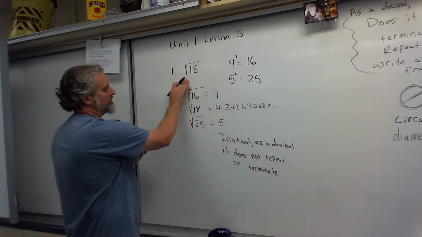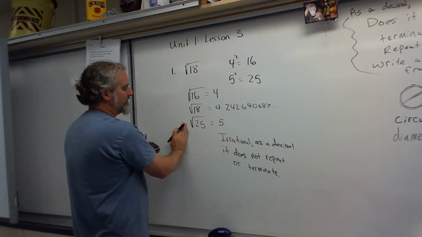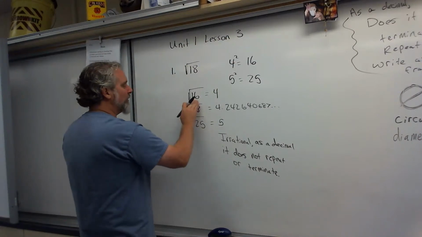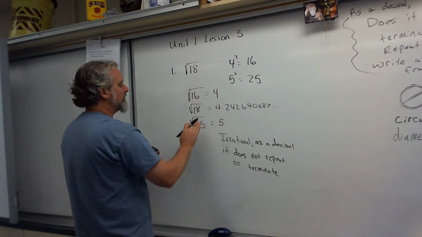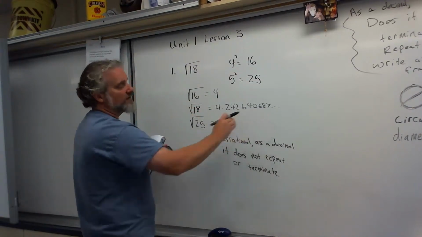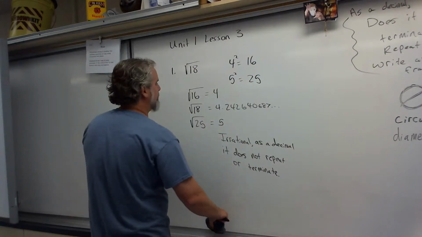Square root of 18 falls between square root of 16 and square root of 25. Both 16 and 25 are perfect squares. Square root of 16 is 4. Square root of 25 is 5. Square root of 18 is a mess. Irrational. Number 2.